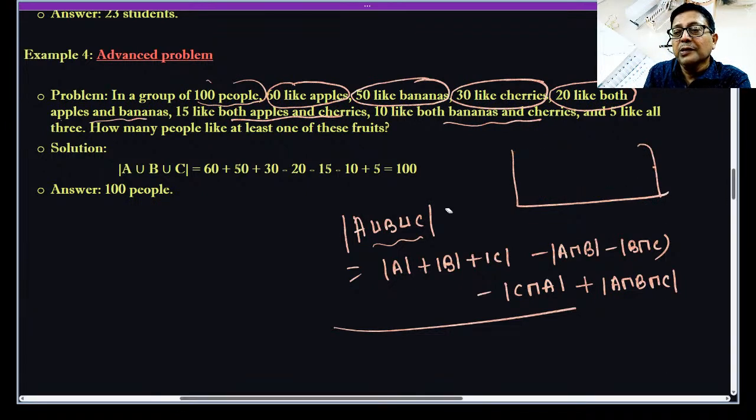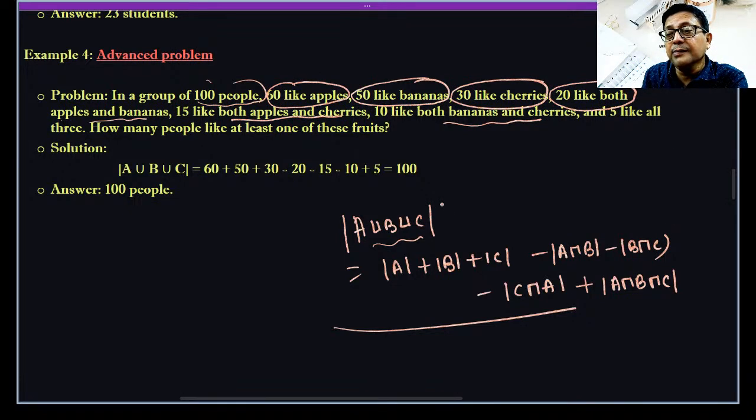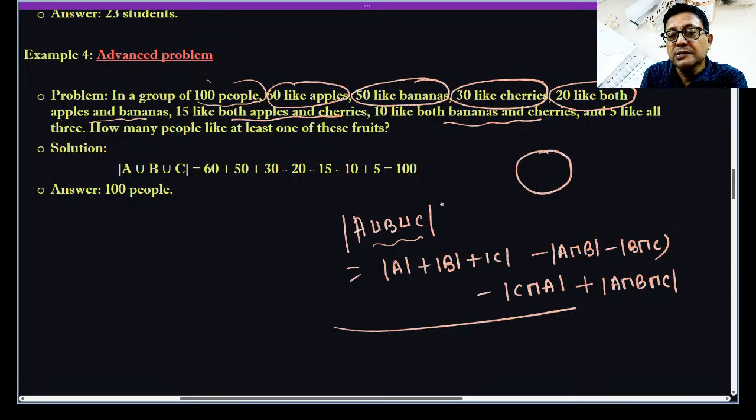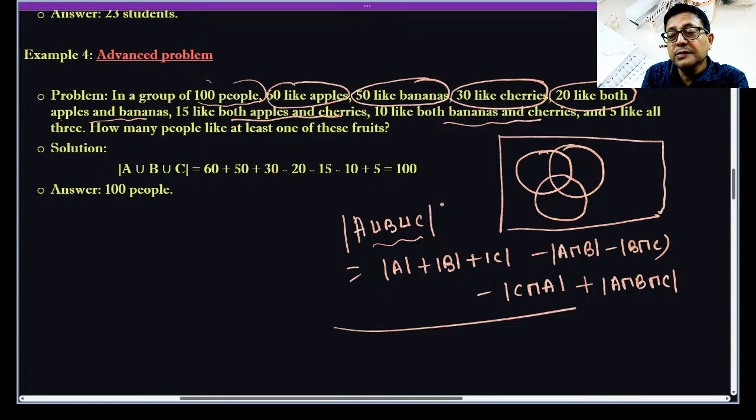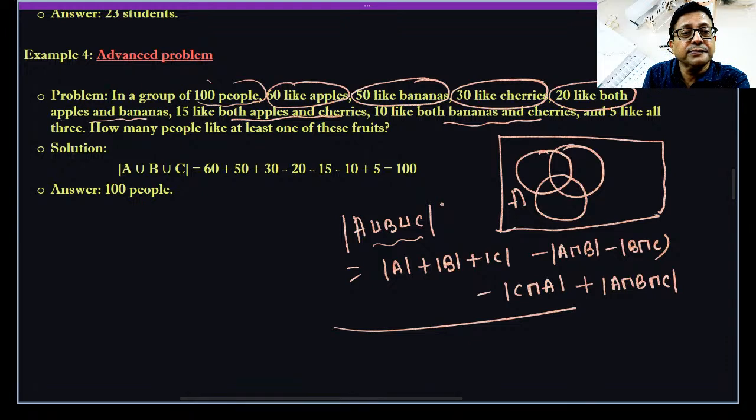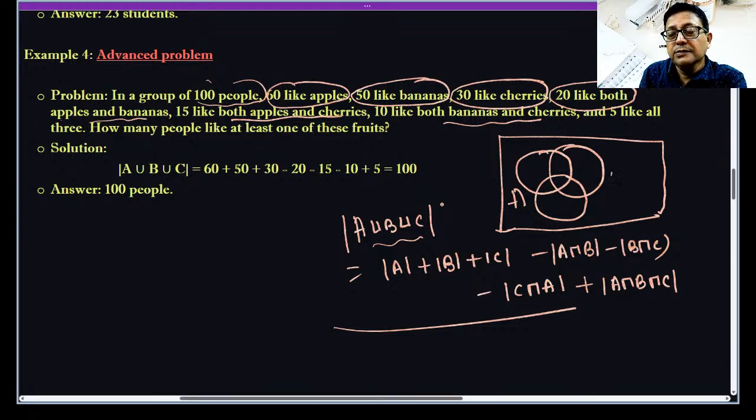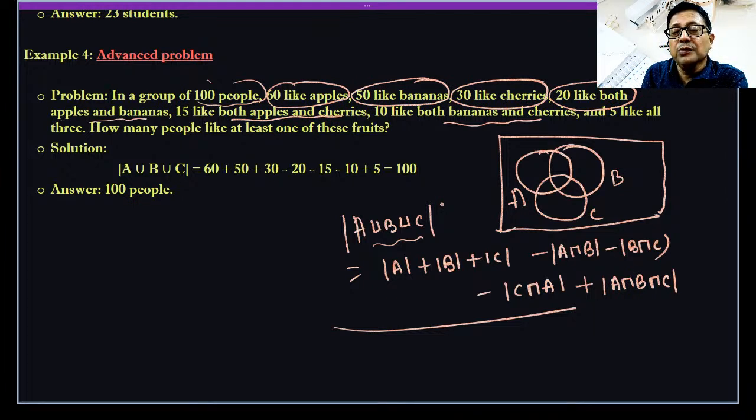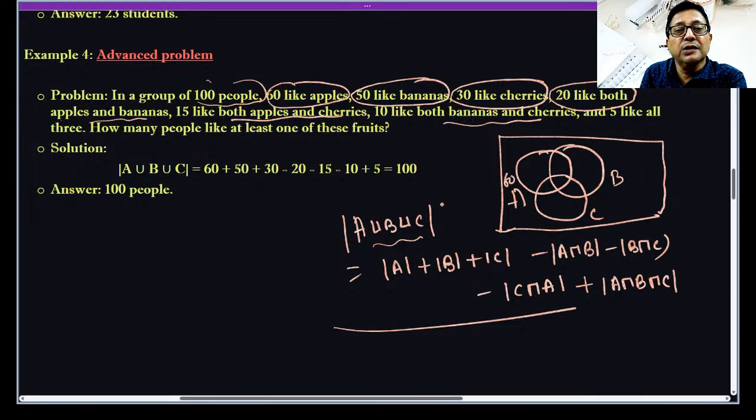Wait a minute. Because the whole set I have to cover, getting it in a Venn diagram is a bit complicated. The universal set will not exist separately; no one is outside. So better you take this diagram. A for apple, B for bananas, and C for cherries. So 100 is over. This one was 60, this one was 50, this one 30. Okay?